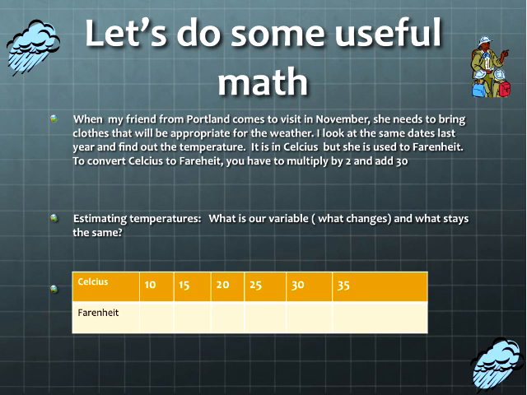So here's another one. When my friend from Portland comes to visit in November, she needs to bring clothes appropriate for the weather. I look at the same dates last year and find out the temperature. It's in Celsius, but she's used to Fahrenheit. So to convert Celsius to Fahrenheit, you multiply by 2 and add 30. We're estimating the temperature so she can know whether she needs to bring cold weather clothes or nice weather clothes. Our chart has Celsius on the top and Fahrenheit on the bottom. So if Celsius is 10, we multiply by 2 and add 30.